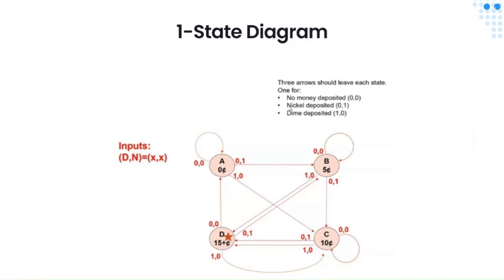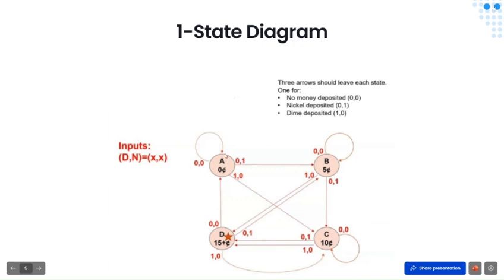Coming to the first step, we have 4 states: A, B, C, D. The first state A represents 0 cents, the second state B represents 5 cents, the third state C represents 10 cents, and the fourth state D represents 15 or greater. For no money deposited, the input is 00. For a nickel deposited, the input is 01. For a dime deposited, the input is 10.